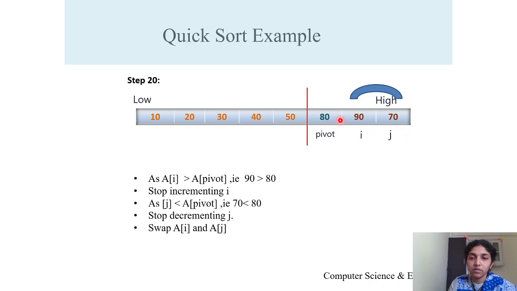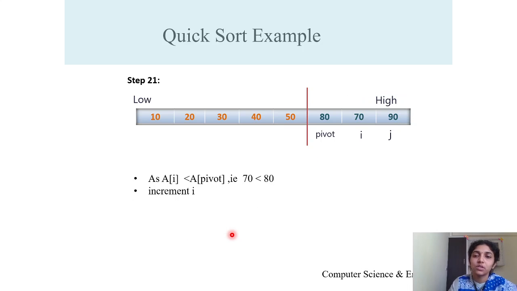Now check a of i with 80. Yes, a of i is greater than 80. So stop incrementing i. Now let us start with j. You can see 70 is less than 80. Stop decrementing j. Okay, now what you have to do? In this case, you can see that i is less than j. So you have to exchange or swap a of i with a of j. So 70 will come here and 90 will go there.